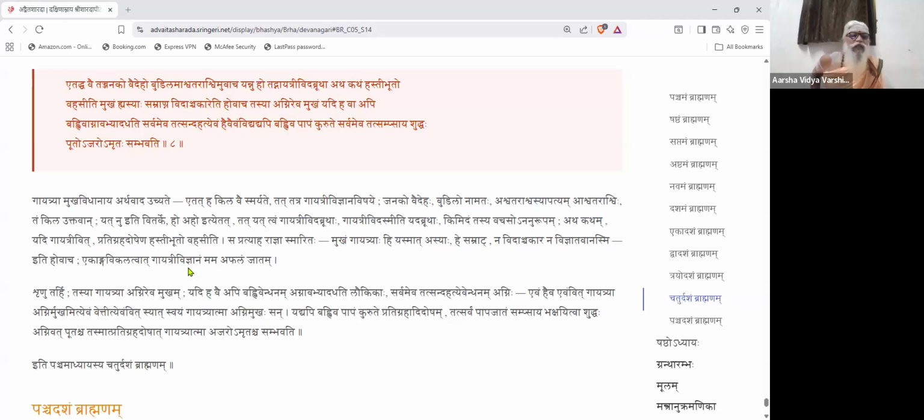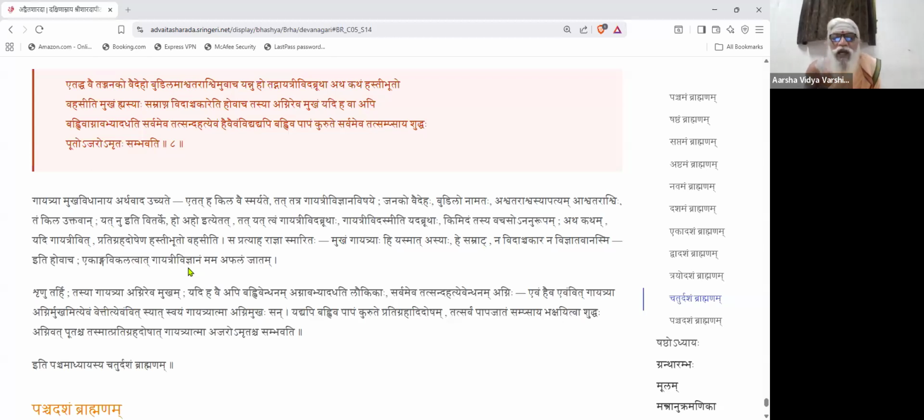Now we'll see the bhashya quickly. Gayatriya mukha vidhanaya arthavadaha uchyate. So now the story is being told by the Upanishad to mandate the mukha. What is the mouth of the Gayatri? So you have to do upasana also that way. Etad ha kila vai smaryate. Ha means indeed, vai means it is remembering something which happened long back. Tat tatra, tat means here, tatra with reference to Gayatri Vijnana Vishaye. It is with reference to the Gayatri Upasana.